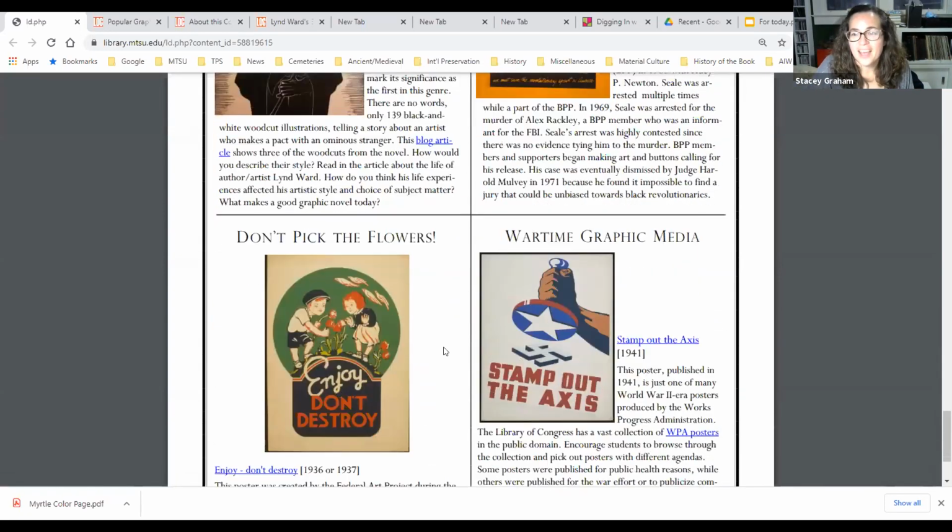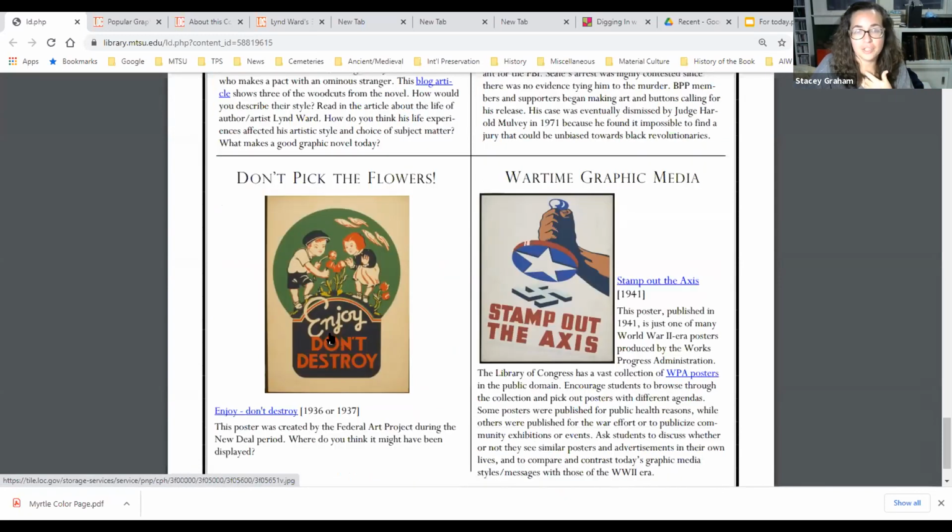And then of course, because we just love the WPA poster collection so much, and we have been using it since 2008 in our resources, and it still has not run out on us. So both of these posters, 2 very different types of posters, but from the same WPA collection. This charming little "Enjoy, Don't Destroy" from the Federal Art Project, and then a wartime Stamp Out the Axis with a very clear message here for the Allied powers.